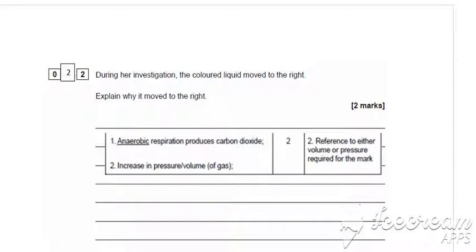It's anaerobic respiration because the oxygen that was in the flask has been used up earlier on and absorbed in that first hour when it was left. And we know that anaerobic respiration will produce carbon dioxide. This will then increase the pressure or the volume of the gas, which will then move the liquid further along the capillary tubing towards the right.